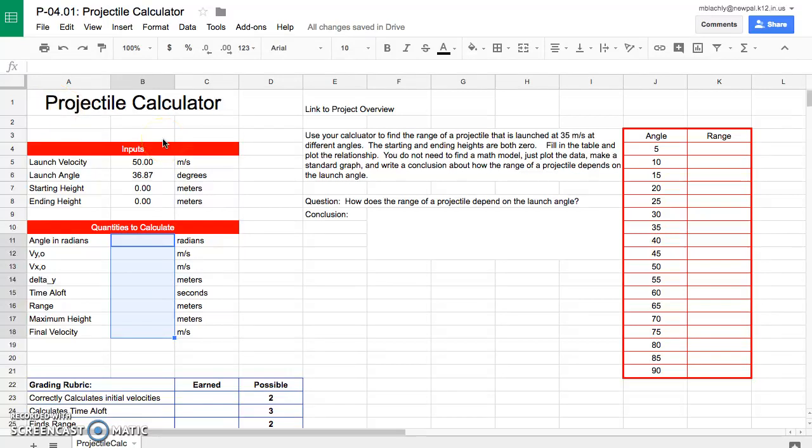Okay, so as you may have realized, we are doing the same thing over and over and over again when we calculate the range, maximum height, etc. for a projectile. So we're going to make ourselves a calculator. So what we have here is an example calculator.